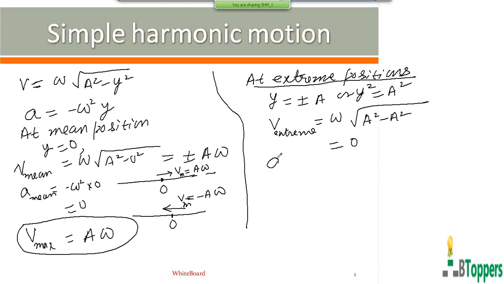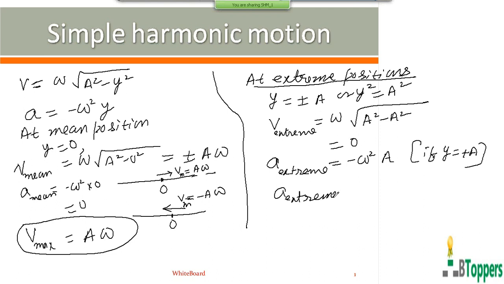And to find the acceleration at the extreme position, if y equal to plus A, then acceleration at the extreme position will be minus omega square into A. Or acceleration at the extreme position will be equal to plus omega square A if the displacement y is taken at the other extreme position, y equal to minus A. That means acceleration at the extreme position is equal to plus or minus omega square A.